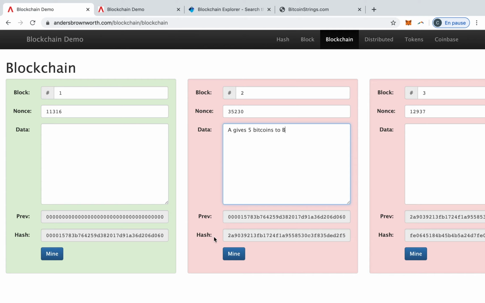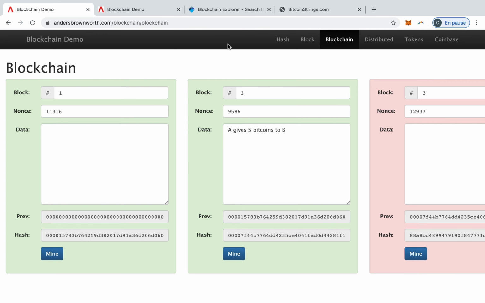So same here. If you want to mine this block, you press this button. And here it is. The solution was found pretty quickly. It's 9,586, for which the hash of the block starts with 4 zeros. So you see, it takes time.